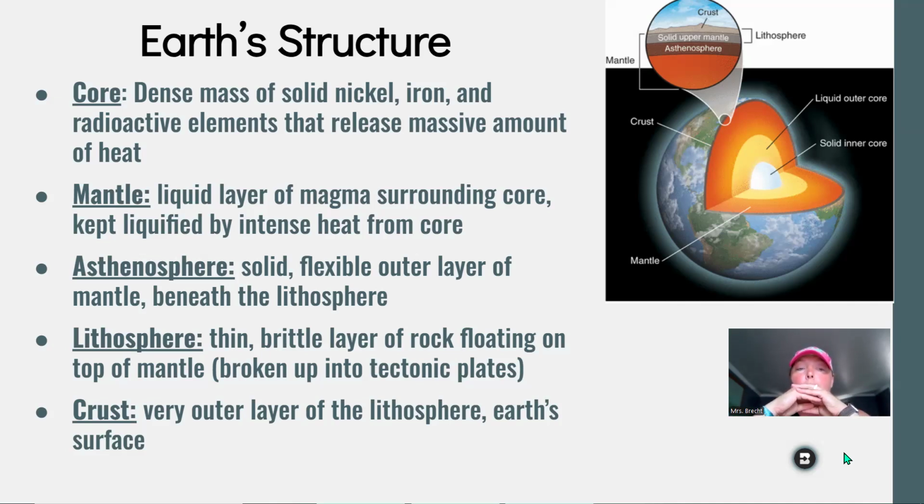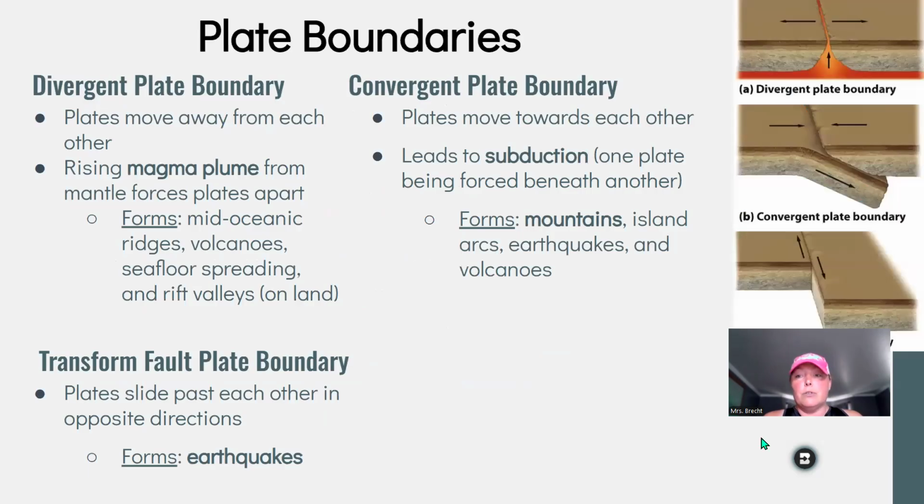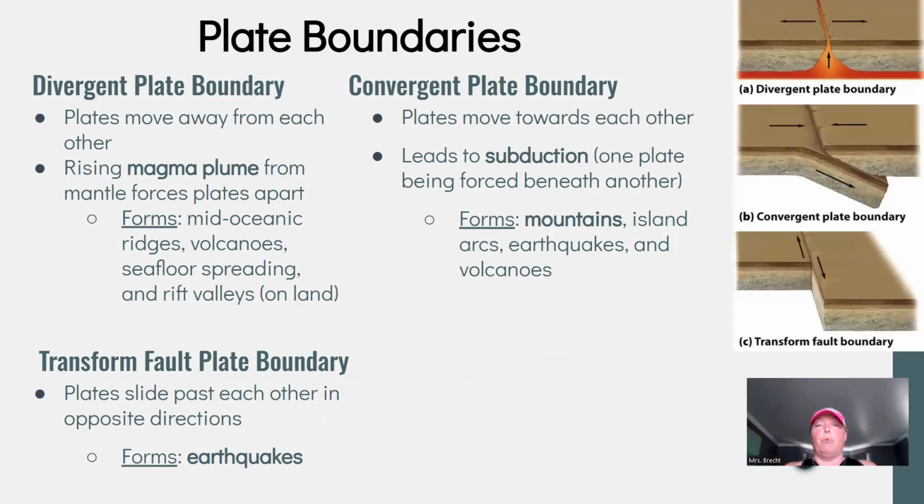The lithosphere is more brittle, it's more rock, and then the crust is the outer layer. That's the Earth's surface. That's where we live. So the mantle is liquid, the asthenosphere is a solid, flexible layer, and the lithosphere is more brittle, more like rock, and then the crust is the very outer layer of that lithosphere where we live. These structures are important to understand because when we talk about the plate boundaries, there are three major plate boundaries that you need to know.